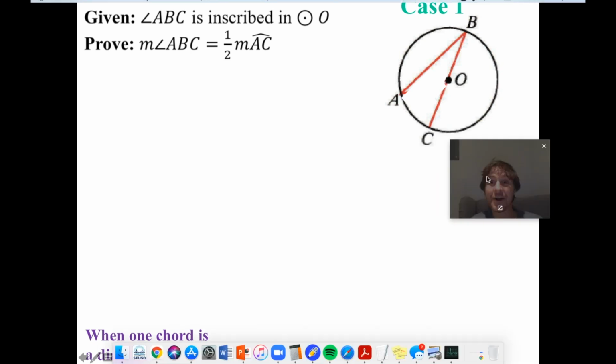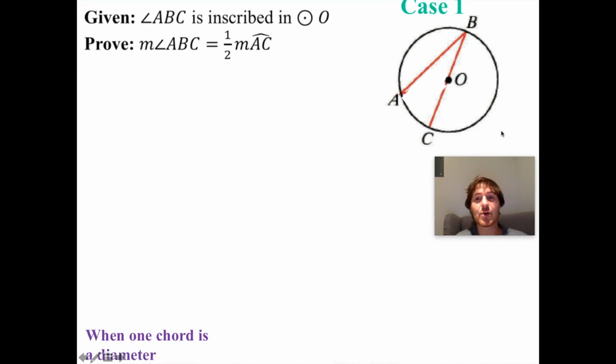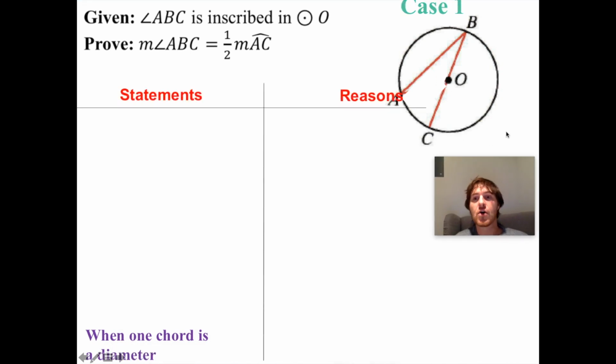When one chord is a diameter. This is case 1. This is the only diagram we're thinking about for now. So remember this theorem that any inscribed angle measures 1/2 its intercepted arc. That's true for any inscribed angle. We want to write the theorem as general as possible, but we need to prove something more specific.